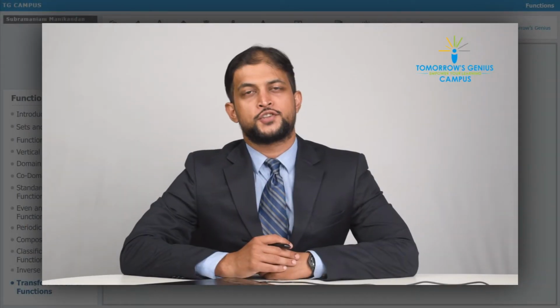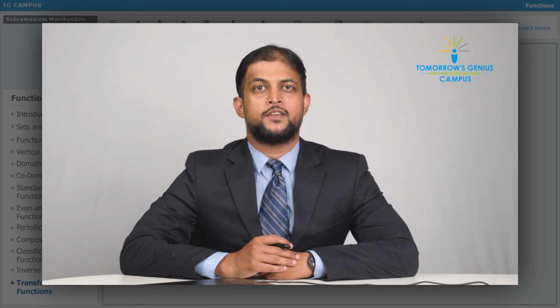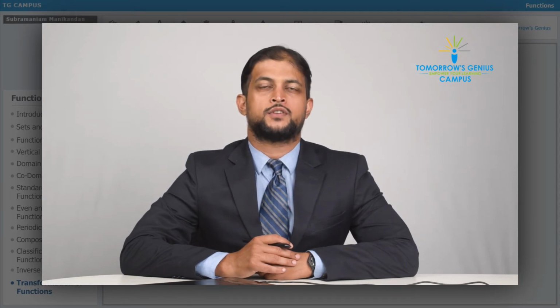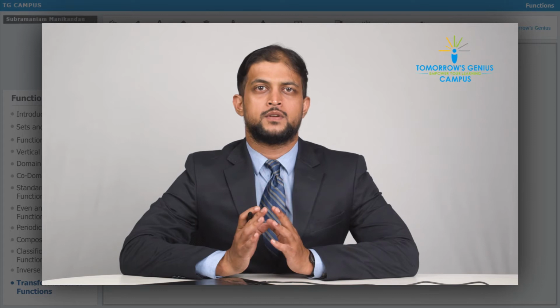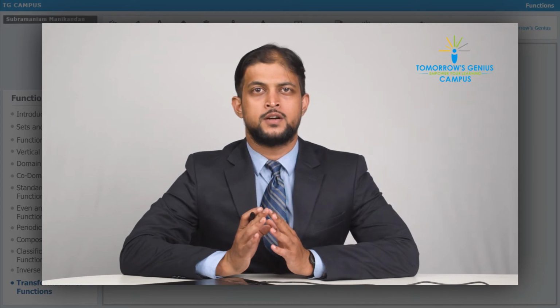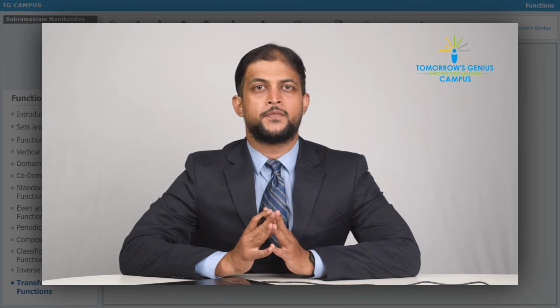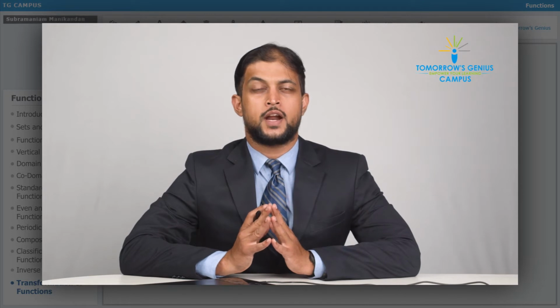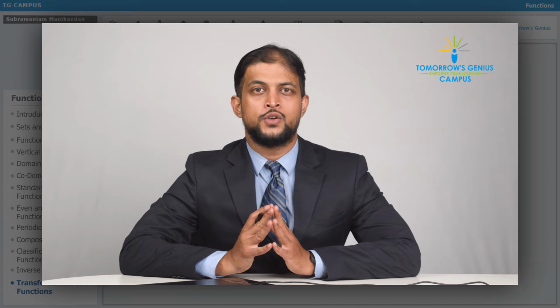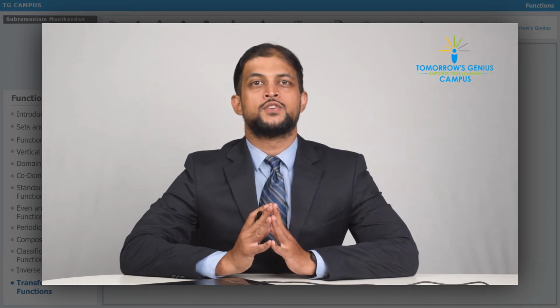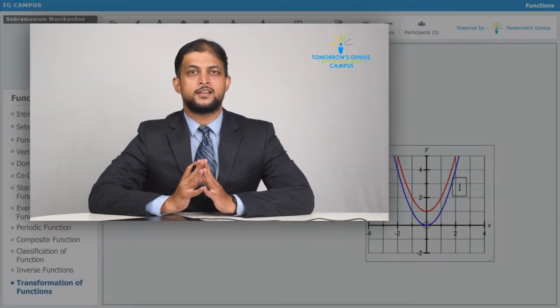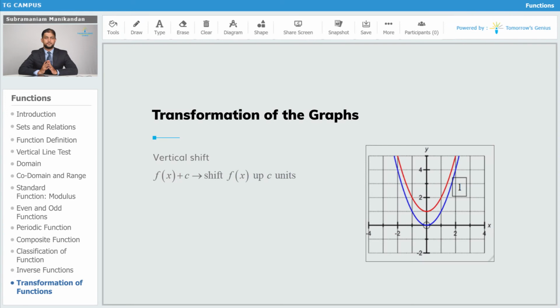If a function is given and we have to transform the function from one value to a slightly shifted value, then how do the graphs of the function change, or what is the change in the look of the graph of the function? So we will study that under this little subtopic called transformation of graphs.